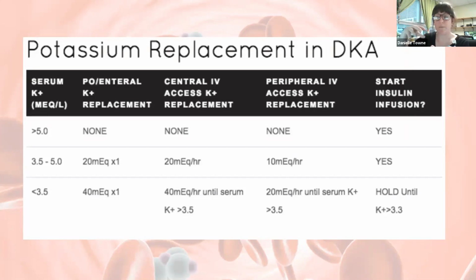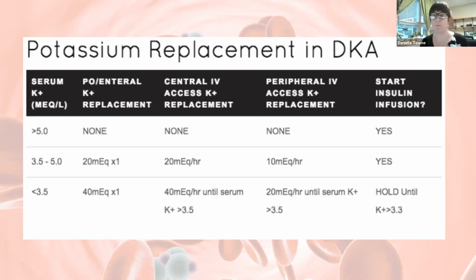And if that serum potassium is less than 5, then we want to add potassium to the maintenance fluids to make sure that we don't have a big drop when we start our insulin that could potentially cause cardiac arrhythmias. And that's another big reason why we want to have our DKA patients on cardiac monitoring. They're very sick to begin with, so we should have them on cardiac monitoring, right?